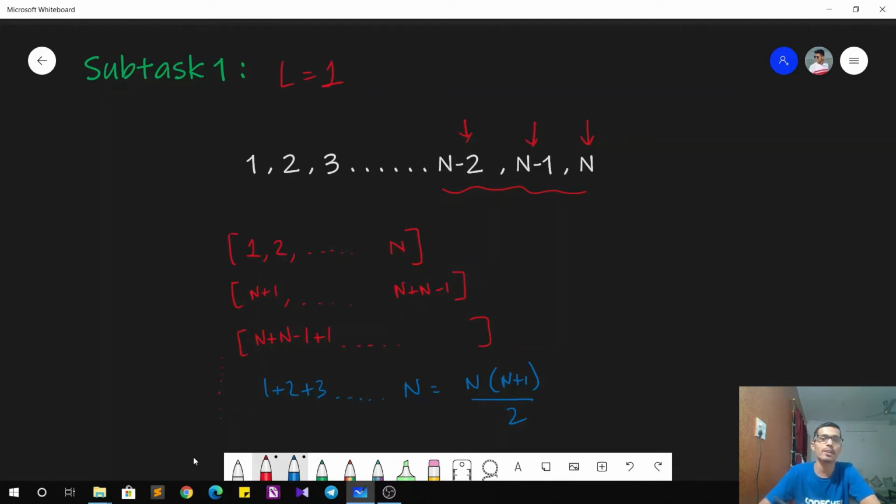So no intermediate values are missed. For cases where L is equal to 1, we can generate all the sums starting from 1 till n into n plus 1 by 2. So the distinct number of sums, or our answer, is nothing but n into n plus 1 by 2 if our sequence starts at L equals 1 and ends at n.